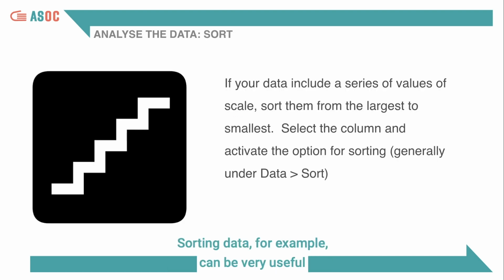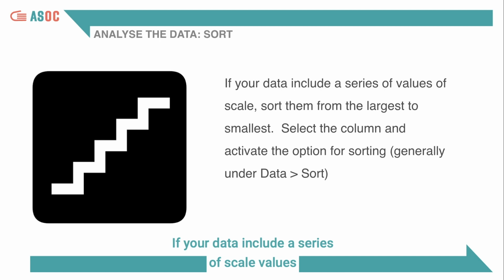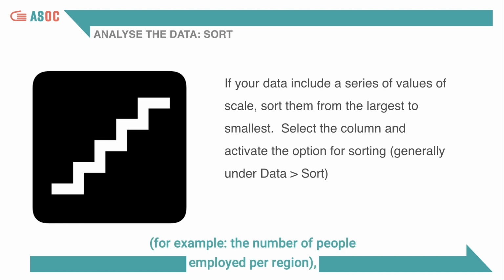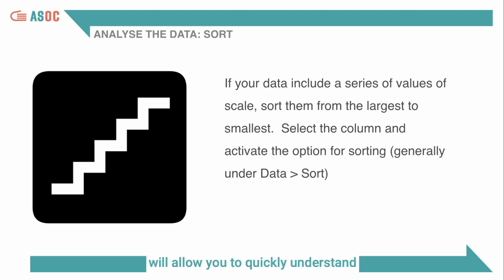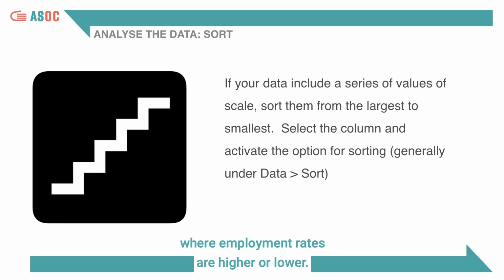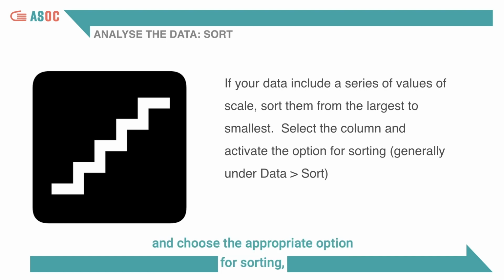For example, sorting data is very useful for better understanding the size of the values being analysed. If your data include a series of values of scale, for example, the number of employed people per region, sorting them from the largest to the smallest, or vice versa, will allow you to quickly understand where employment rates are higher or lower. This is a very simple step. Select the entire column containing the data to be sorted and choose the appropriate option for sorting, usually found in a spreadsheet under Data, Sort.